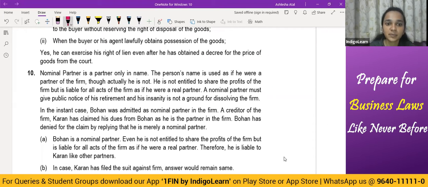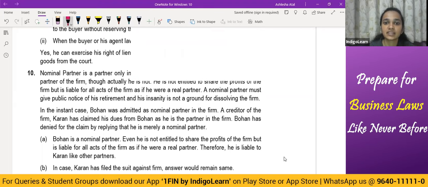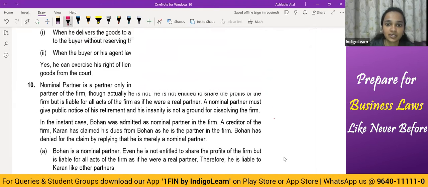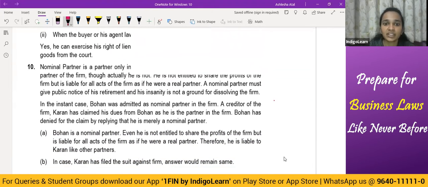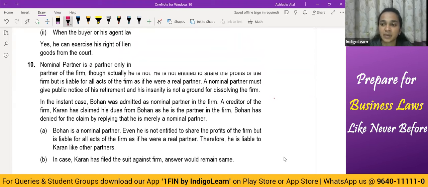A nominal partner is a partner only in name. The person's name is used as a partner in the firm, though he's not actually a partner and is not entitled to share in profits, but he is liable for all the acts of the firm as if he was a real partner. A nominal partner must give public notice of his retirement, and his insanity is not a ground for dissolving the firm. So in this situation, Bohan was admitted as a nominal partner.